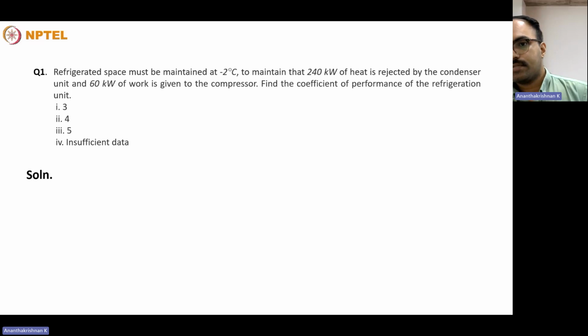I'll read through the problem. First problem: the refrigerated space must be maintained at -2 degrees Celsius. To maintain that, 240 kilowatt of heat is rejected by the condenser unit and 60 kilowatt of work is given to the compressor. Find the coefficient of performance of the refrigeration unit. So it's based on the vapor compression system. Try to solve this. I'll also try to solve it in a minute.